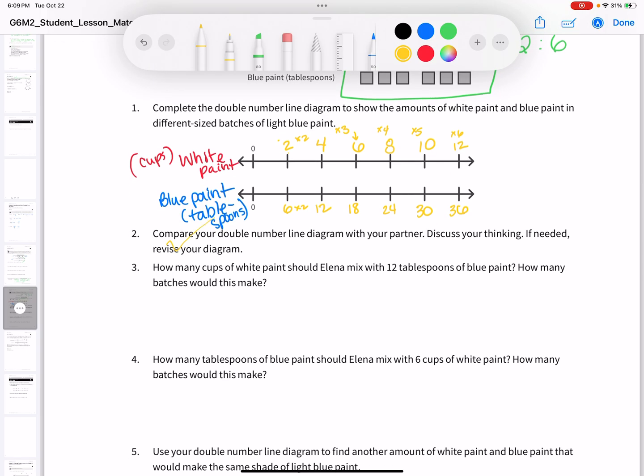3, how many cups of white paint should Elena mix with 12 tablespoons of blue paint? Well, let's go look and see if we have 12 tablespoons of blue paint on our number line. I go to blue paint, and I find the 12. Here it is. And I look across. I need 4 cups of white paint.